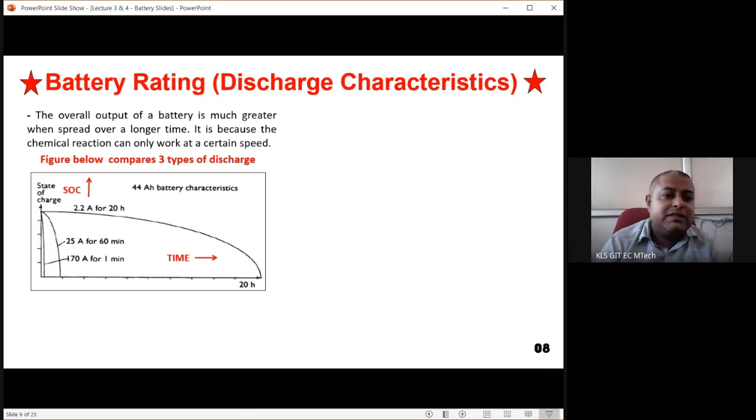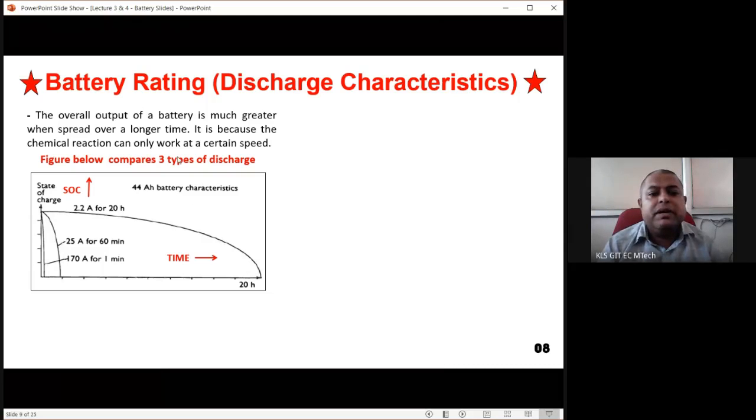And we will get a graph. You can see there are three graphs. The overall output of the battery is much greater for 1 hour time. For 20 hours we are going to get 2.2 ampere. But if you reduce the time to 1 hour, we get a lot greater current, that is 25 ampere. Still reducing the time span to 1 minute, we get 170 ampere. So this is a very important graph you have to prepare for the exam.